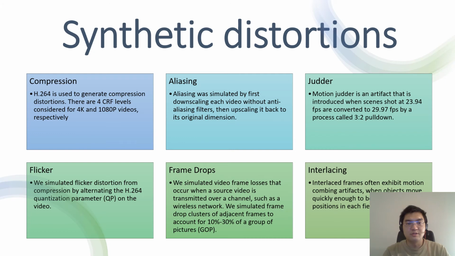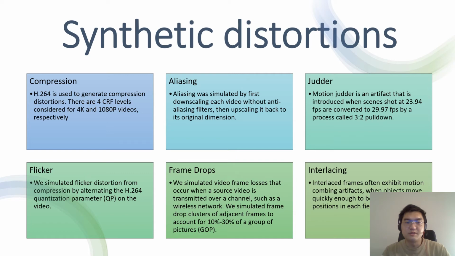In this slide, we summarize the 6 distortion types that we include in our database, and they are the most common ones in live streaming. We use H.264 for compression because it's the most common codec used in live streaming. It's worth noticing that judder is a temporal distortion. It creates a motion jerkiness, which is very uncomfortable in high-motion videos.